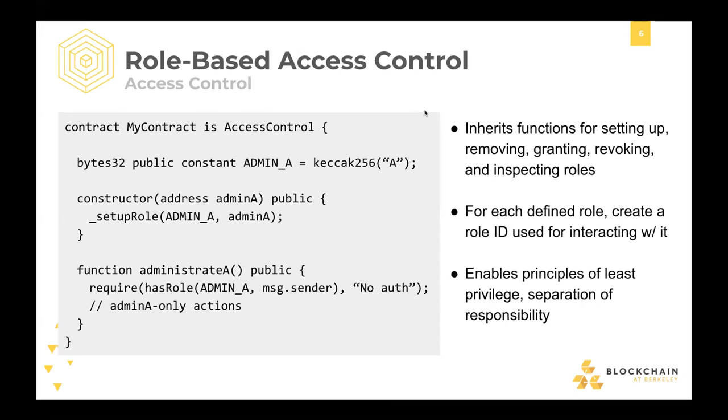But a more flexible and realistic scheme is that of role-based access control. So basically you're defining a set of roles that can take different actions within your application. And you're safeguarding those actions with checks of, okay, does this person requesting to take the action pertain to the role that is necessary? And so OpenZeppelin's contract for this is called the access control contract. And it's a little bit more involved.